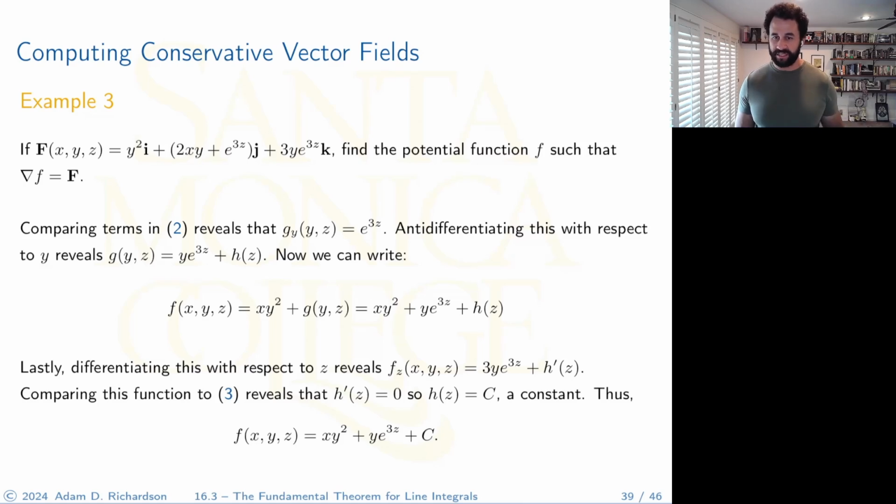Now we can repeat this process again. We can anti-differentiate this function with respect to y. And then what we get is y times e to the 3z plus some function of z. So by the same argument I was making a moment ago, this could be any function of z, because if you differentiate it with respect to y, you get 0. So now we have that g has to be equal to this, and we can substitute that into what we had just a moment ago. So now we're slowly building this potential function.